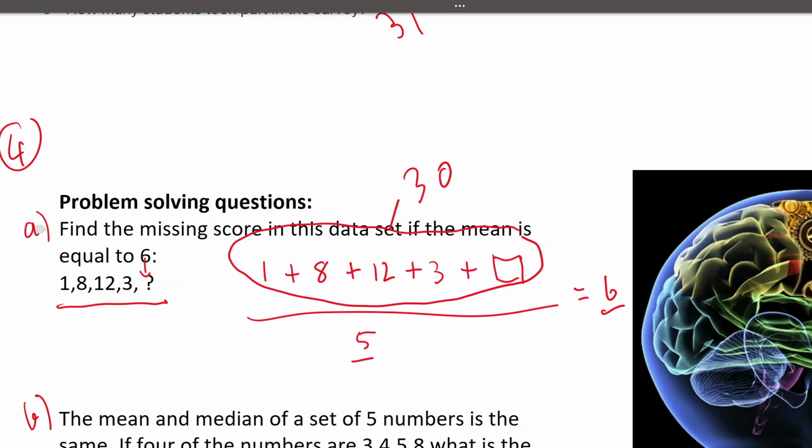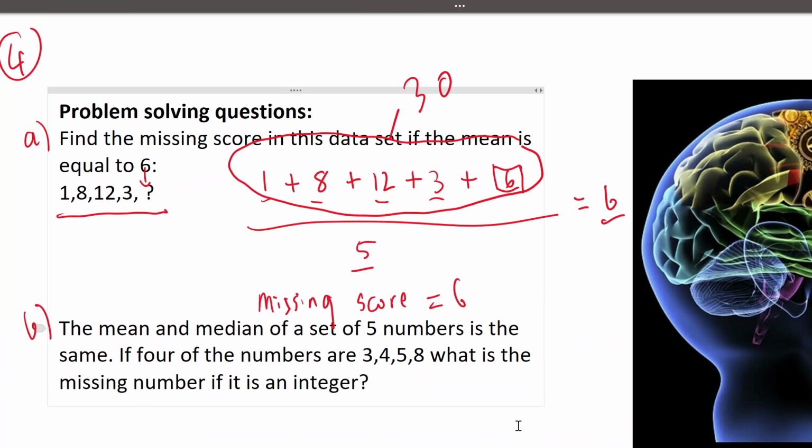Okay, so that missing box is, well, 1 plus 8 is 9, 9 plus 12 is 21, 21 plus 3 is 24, so this has to be 6. So the missing score is equal to 6. Okay, so you're kind of working backwards here to find out what the missing score is.